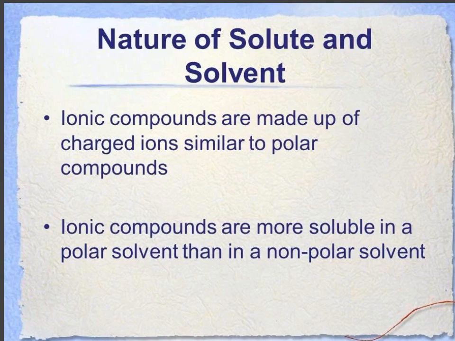Again, when we still talk about the nature of solute and solvent, ionic compounds are made up of charged ions, similar to polar compounds. So basically, ionic compounds placed in polar solvents are easily dissolved. One classic example is table salt dissolved in water. Ionic compounds are also more soluble in a polar solvent than in a non-polar solvent. That is why table salt is not easily dissolved in alcohol, which is an example of a non-polar solvent.